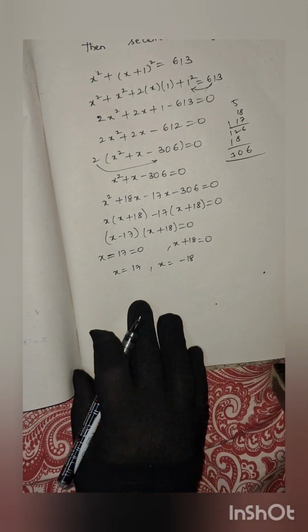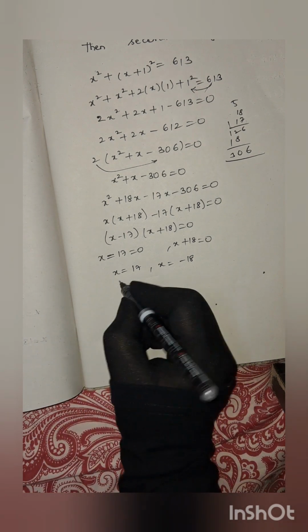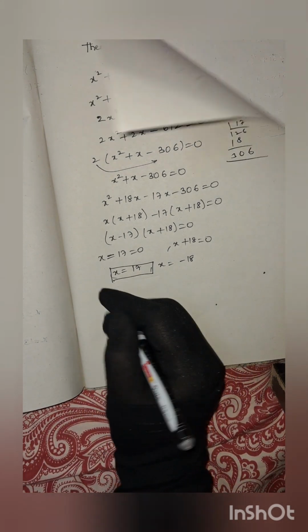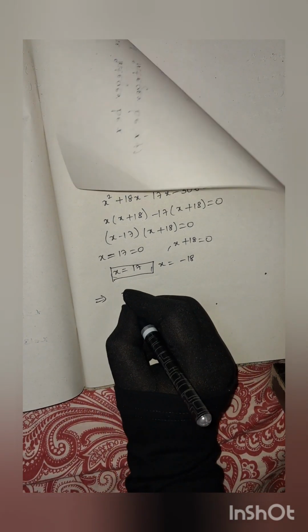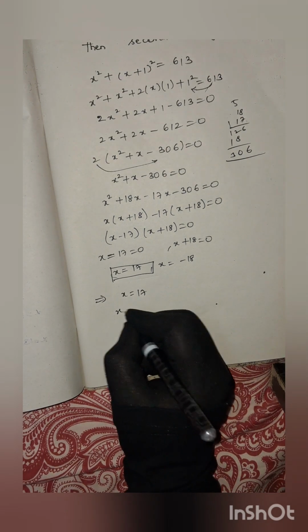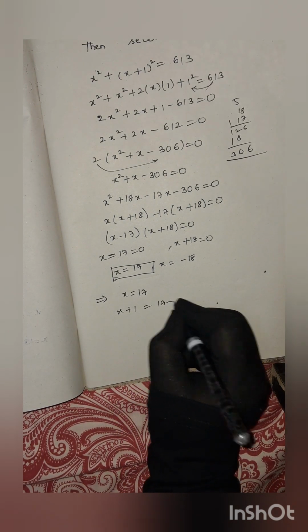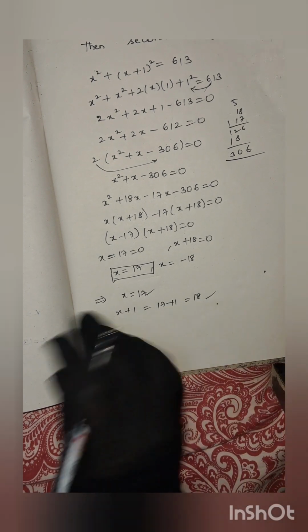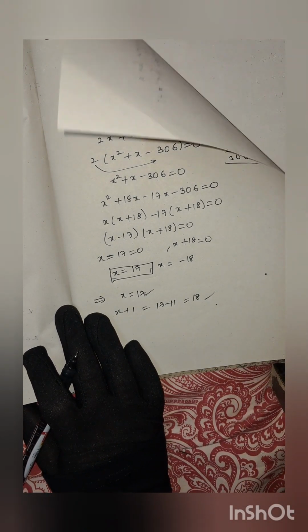Since we do not consider minus 18 because it is a negative value, the value of x is 17. So the first number is x equal to 17. The second number is x plus 1, that is nothing but 17 plus 1, that is 18. So 17 and 18 are the two consecutive positive integers.